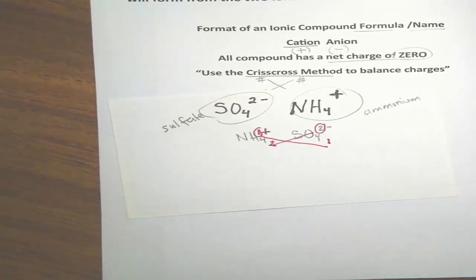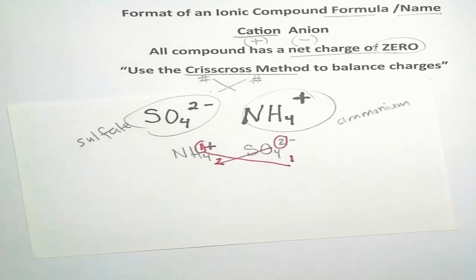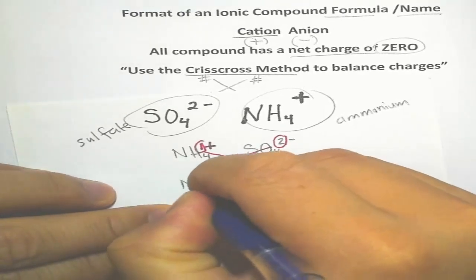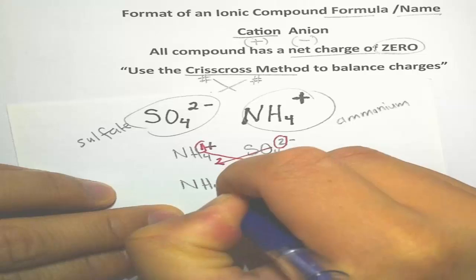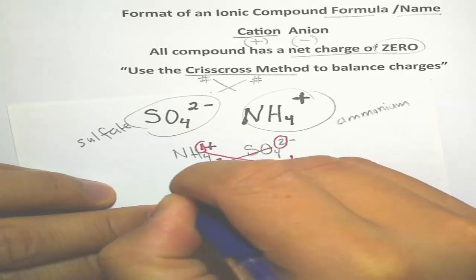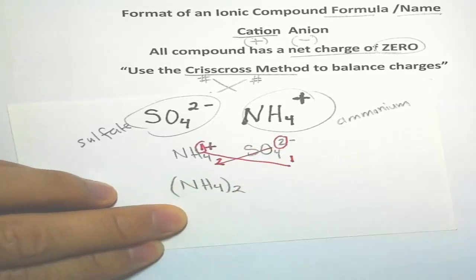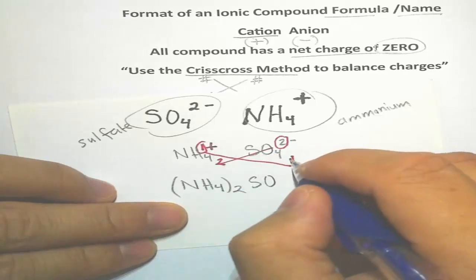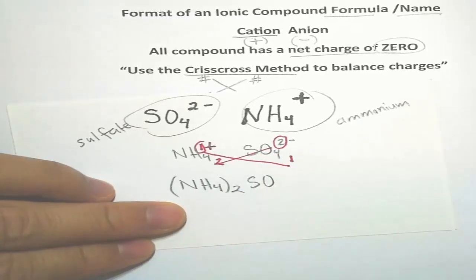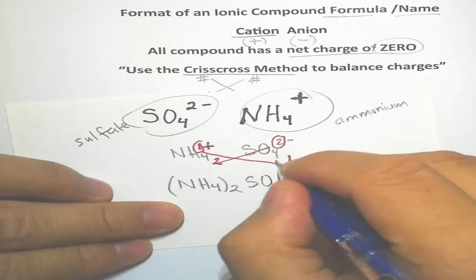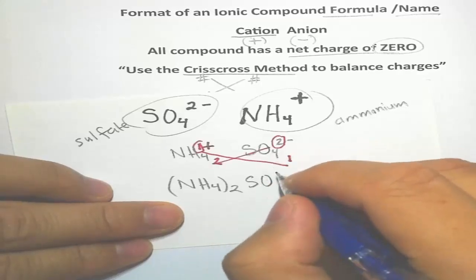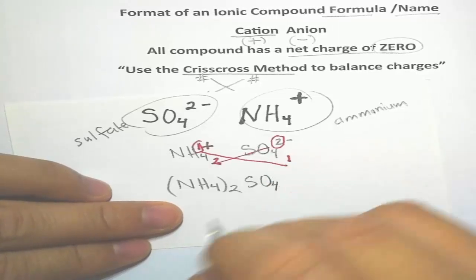So the way it's going to work is like this. We have NH4, but we have 2 of it, so we have to group them together. So there are 2 of ammonium. And for sulfate, we only have 1, so we don't have to put parentheses at all because there will be no conflict with number 4. So we just have SO4.